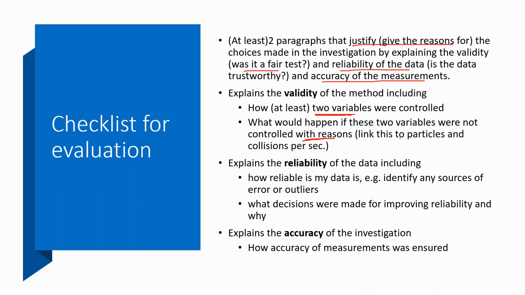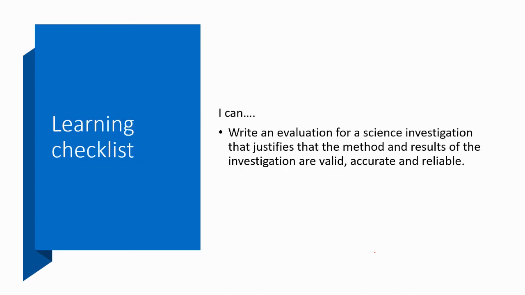And when you're talking about rates, you want to link this to particles and collisions per second. Then you want to explain the reliability of the data, including how reliable, sources of error, outliers, and what you did to improve the reliability. And therefore, also explain the accuracy of the investigation. What equipment did you use, and how did you use it to make sure the measurements were accurate? So this video is about being able to write an evaluation for a science investigation that justifies the method and the results of the investigation, that they are valid, accurate, and reliable.